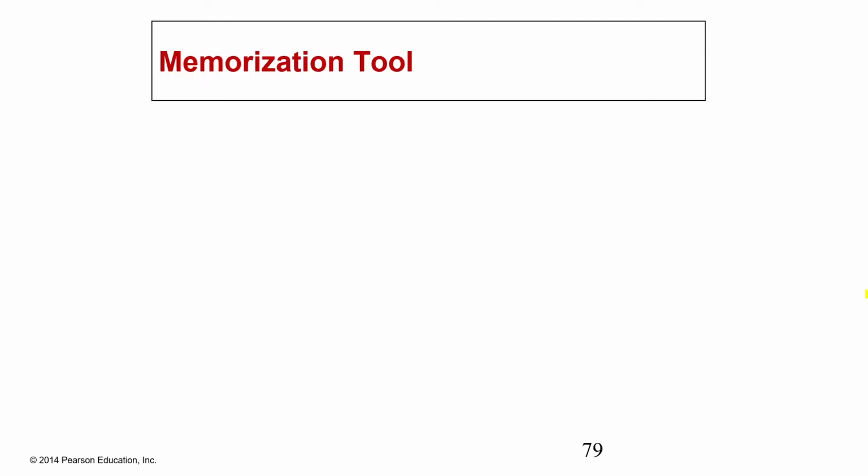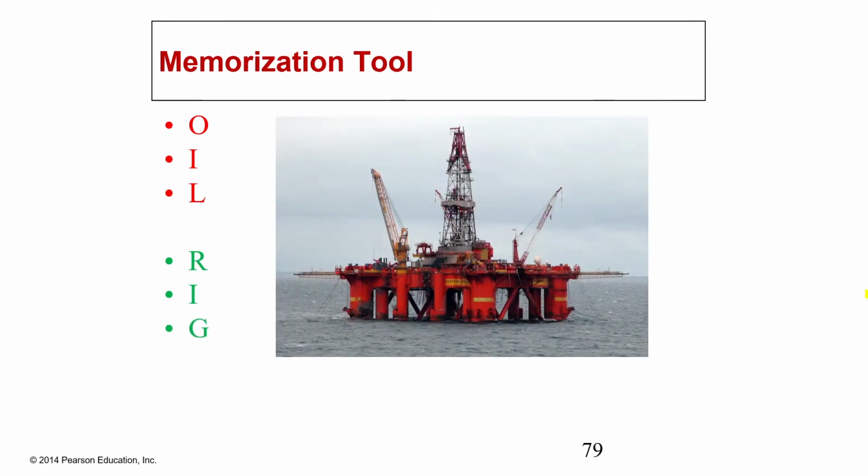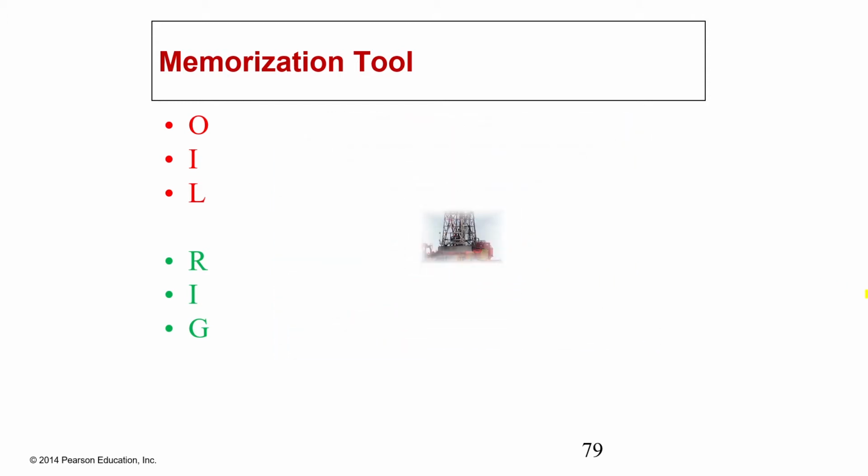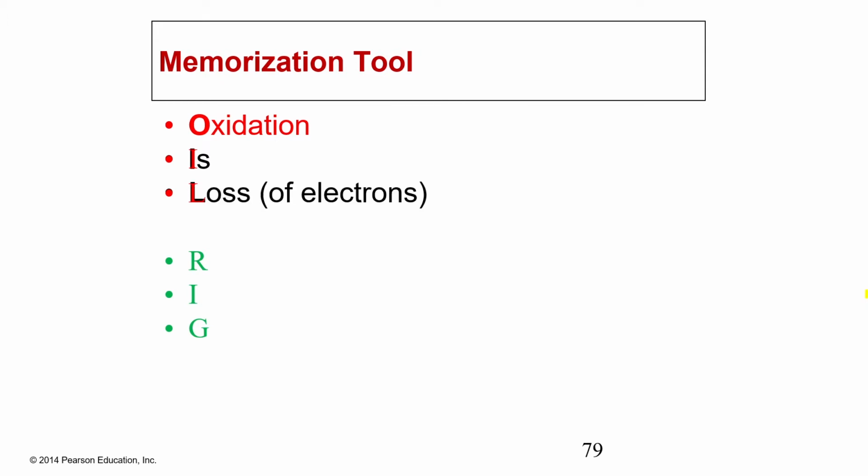Sometimes it's hard to remember which one is which, so I have a memorization tool for you. I call this the oil rig tool. That's an oil rig in the middle of the ocean looking for oil. So remember the first letter on each one of these expressions here spells out OIL RIG. Oxidation is loss, reduction is gain. And of course, we're talking about electrons. So there you go, OIL RIG.